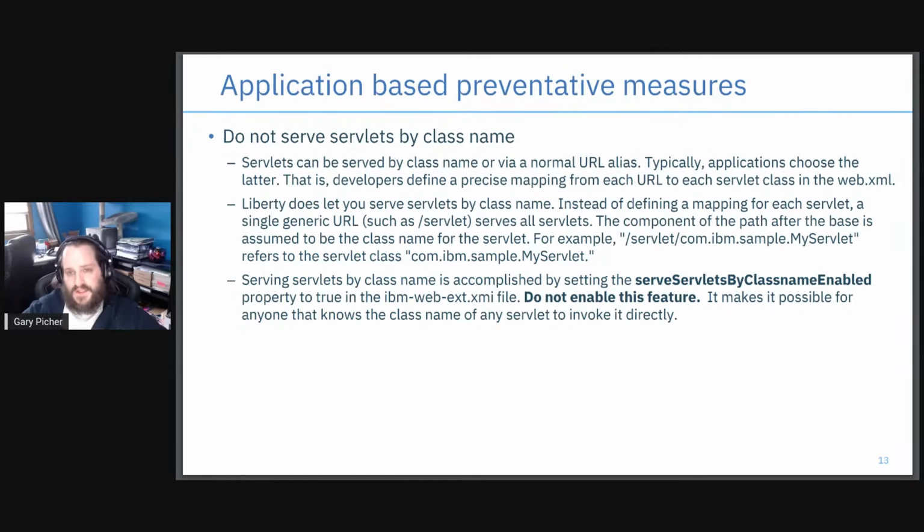In all the previous slides, I've talked about defining servlets by their URL pattern. There's also an ability in Liberty. We have a property called serveServletsByClassNameEnabled. If you set that to true, we will allow you to go to your browser, type the host name and port, then /servlet, and then the fully qualified package and class name of any servlet in the application. If this property is set to true, we will allow you to access that servlet as long as you know the fully qualified package and class name.